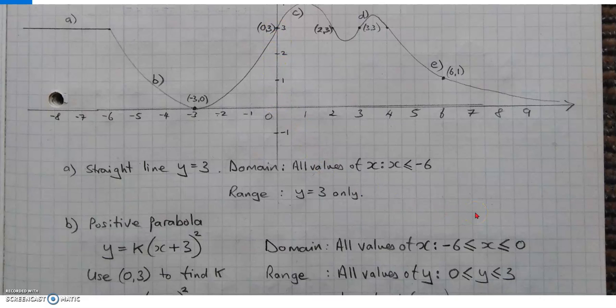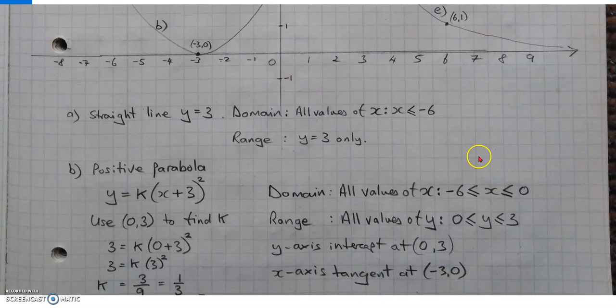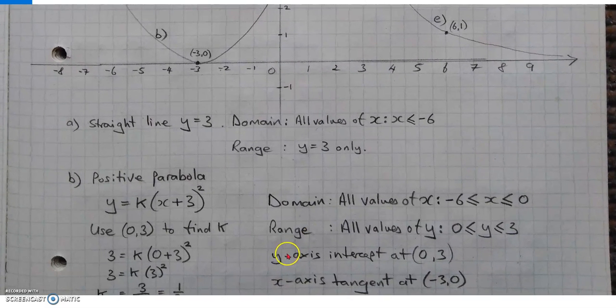Okay, and we need to mention that there is a y-axis intercept at 0, 3, and that it touches the x-axis at -3, 0. So it's really like the x-axis is a tangent to the curve at that point there. These are some of the important features of this bit of the parabola.